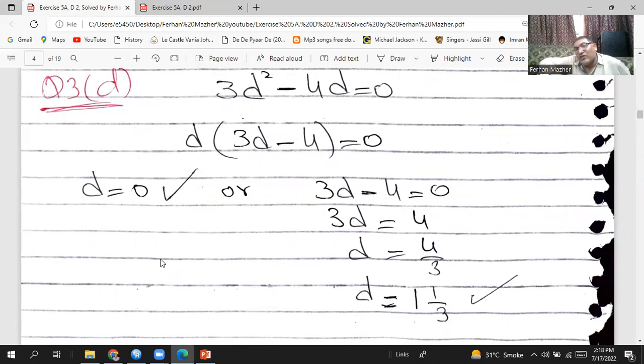I will make both the factors equal to 0. So d will be equal to 0, and that is one solution. And 3d minus 4 is equal to 0. So 3d will be equal to 4. d will be equal to 4 divided by 3. When you divide 4 by 3, you get 1 whole 1 by 3. So that is the second solution.